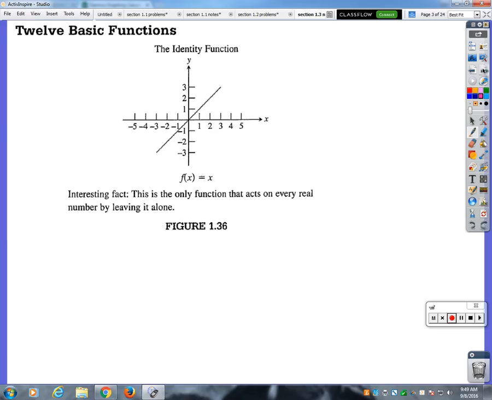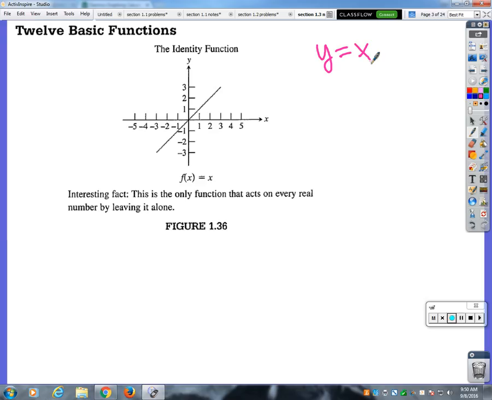Okay, so here is the first of the 12 basic functions. This is our old friend, y equals x, the most basic of all functions in the world. A straight line, goes through the origin, slope of 1. Now, some of these interesting facts are interesting, some of them not so much, because they have to come up with one for each one.